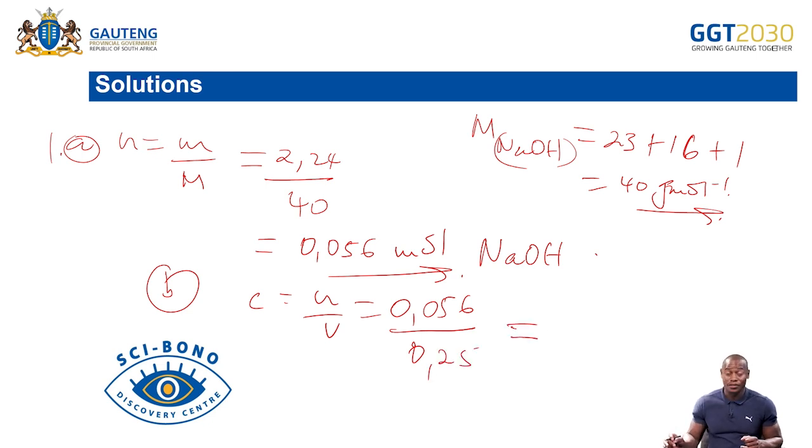So it's going to be 0.056 divided by 0.25, which is going to be what?